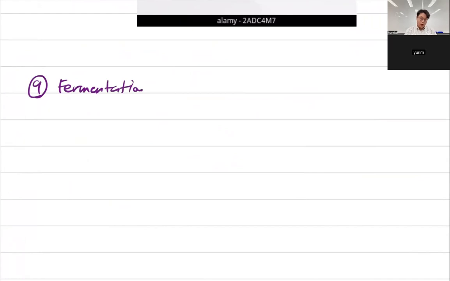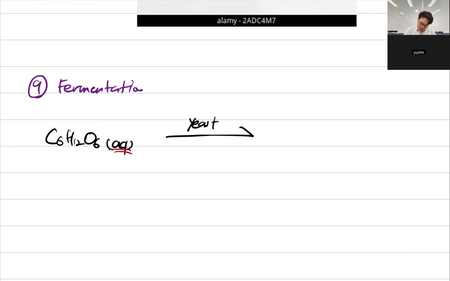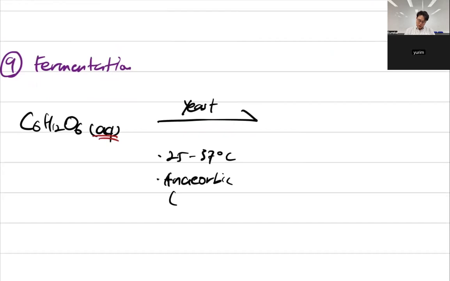For fermentation, we only have one type of fermentation. We have glucose, C6H12O6, and this needs to be in aqueous form always. If you remember, we don't really use the powdered sugar; we dissolve it into water always to activate the enzymes. We put it into the system with the yeast as the catalyst, at 25 to 37 degrees Celsius and anaerobic conditions too.